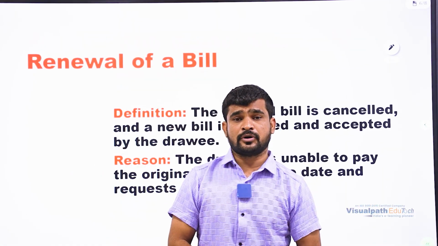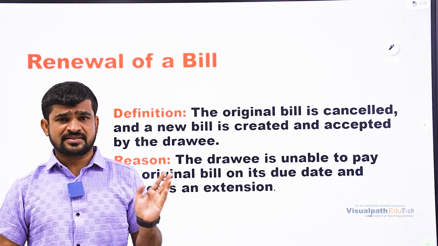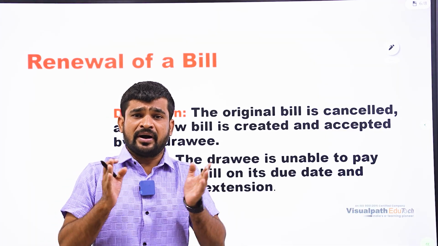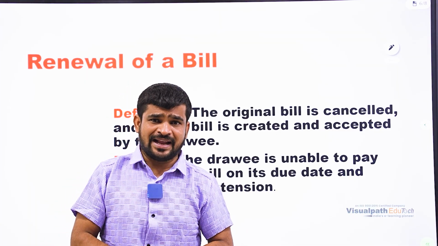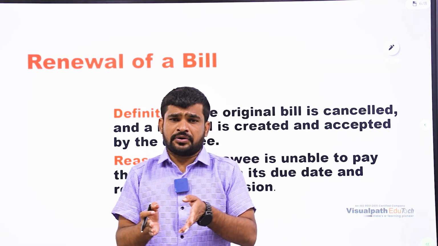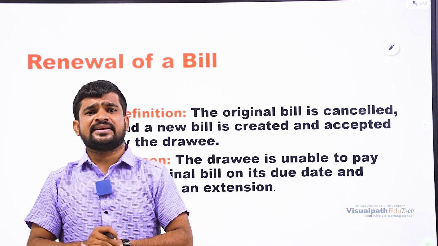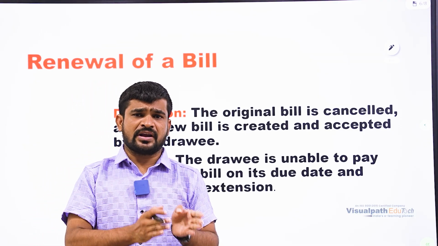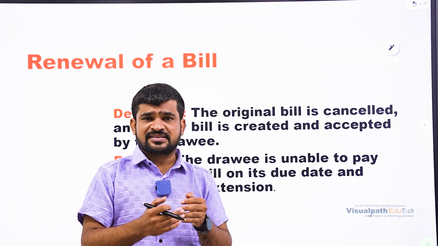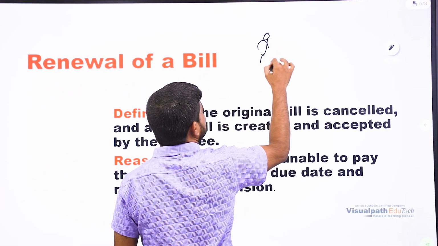Next we'll discuss a very small topic, which is renewal of bill. If the bill is honored, it means the transaction is completed, there is no issue. But in case the bill is dishonored, what will happen? Simply, when the bill is dishonored, the drawer will send a notice to the drawee, or else before the notice, the drawee will come to the drawer and request renewal of bill. Sir, what is meant by renewal of bill? It means there is already a bill between the two persons.